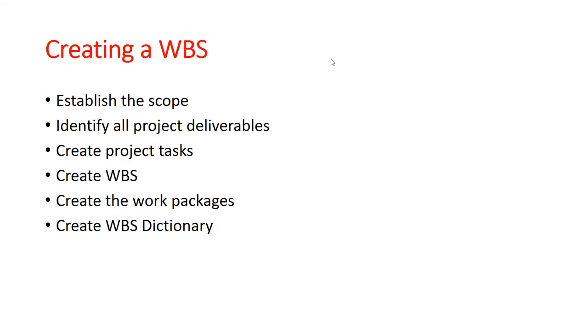Now, how do we create WBS? How do we create WBS? Number one, establish the scope. Of course, we know that WBS is drafted from the scope, right? WBS is a component of the scope, right? So get your scope, define your scope. Remember, scope simply tells you what has to be done and only the work that needs to be done to get the deliverable. That's all.